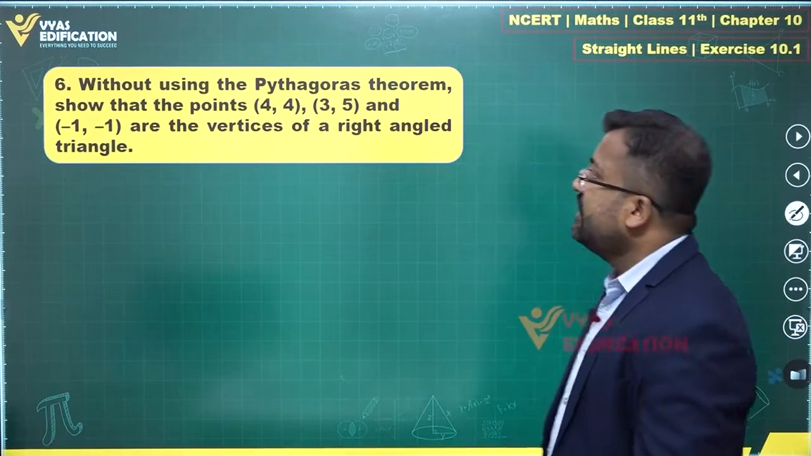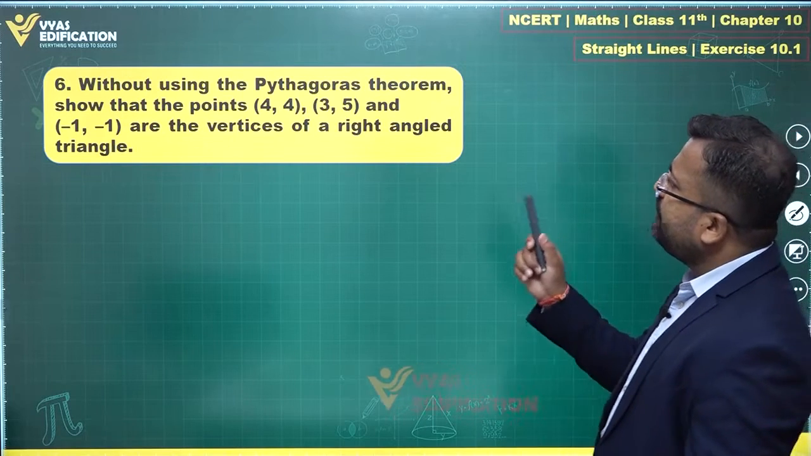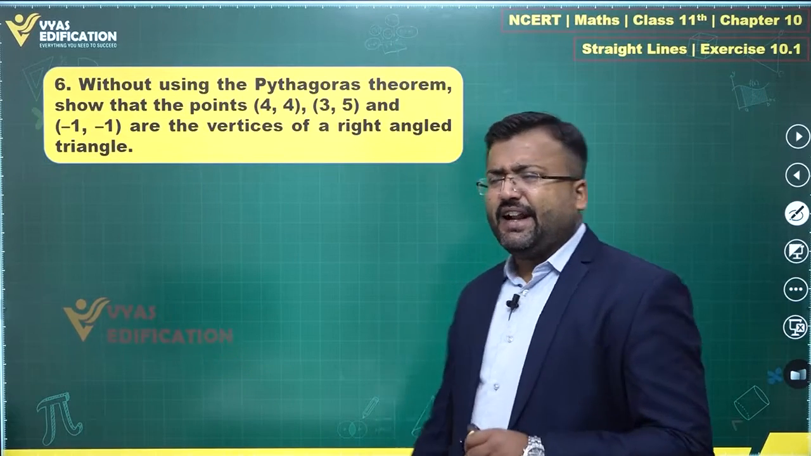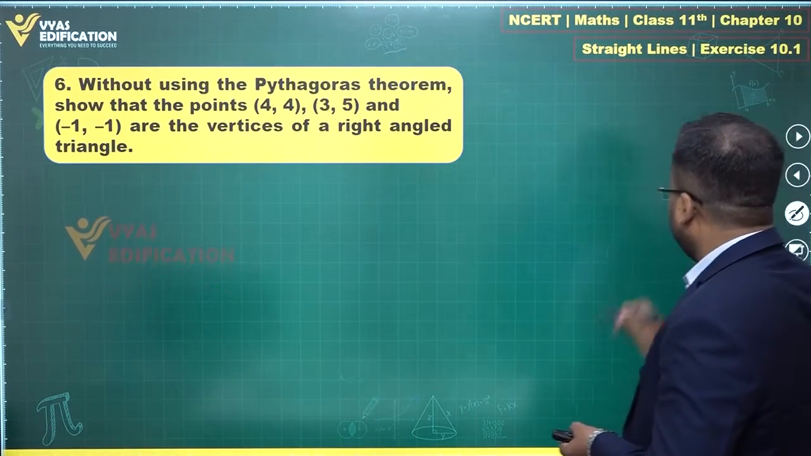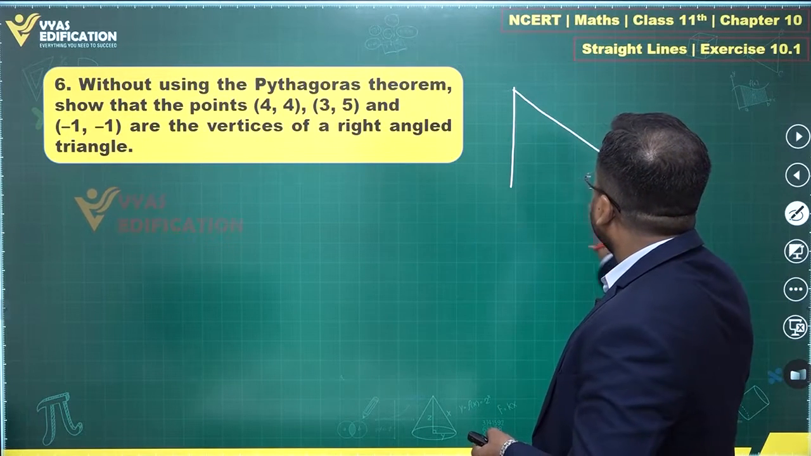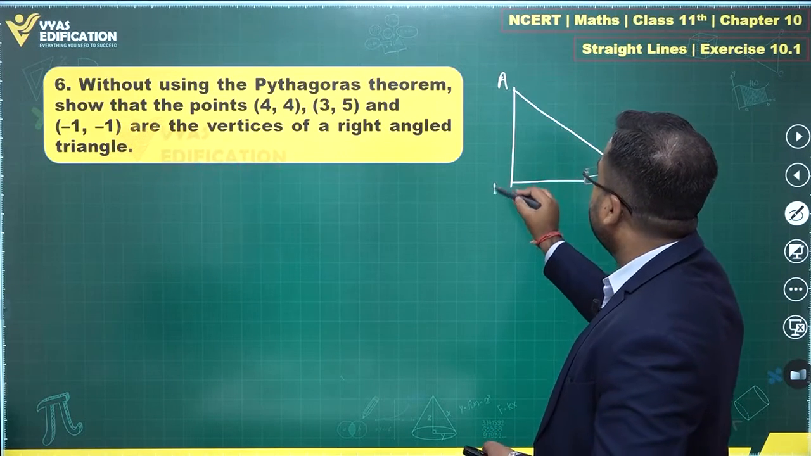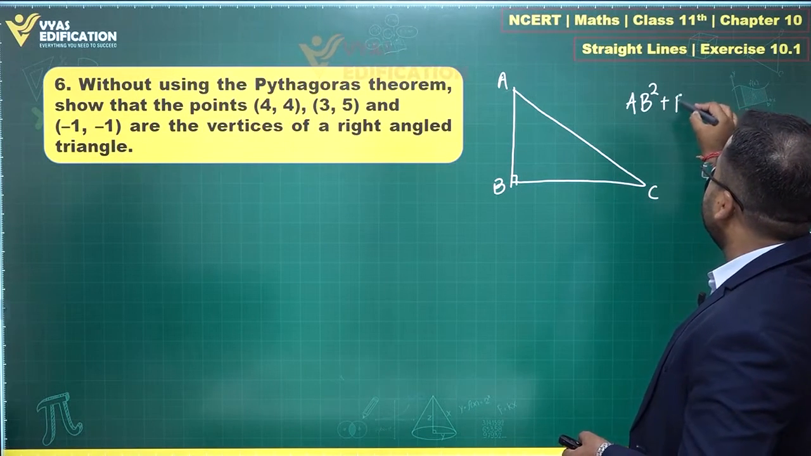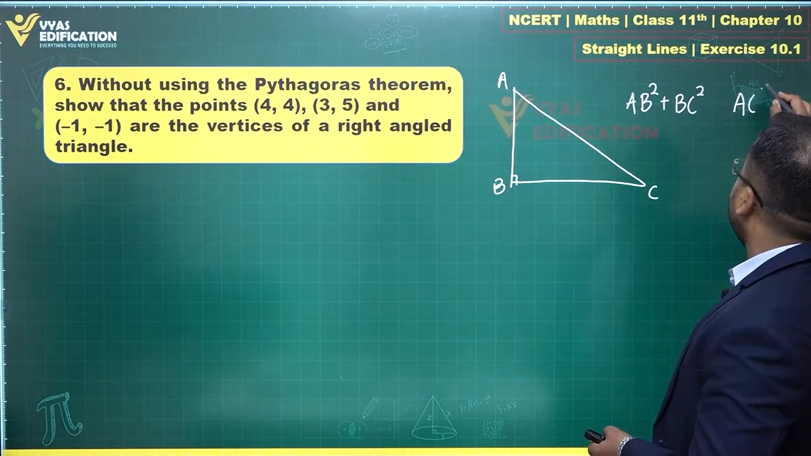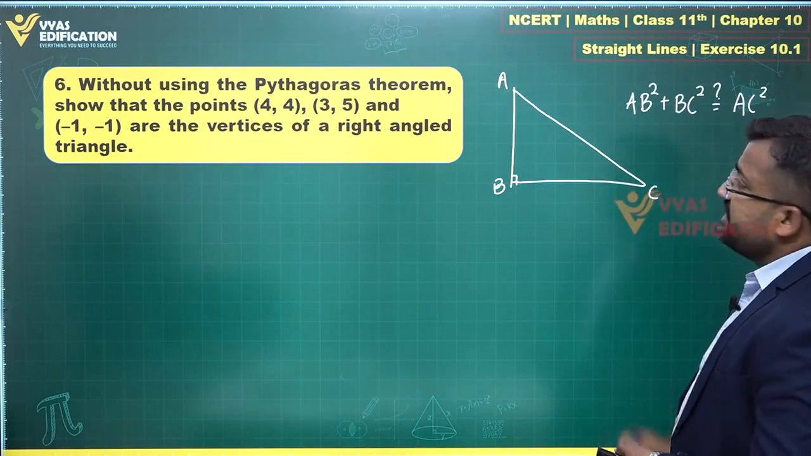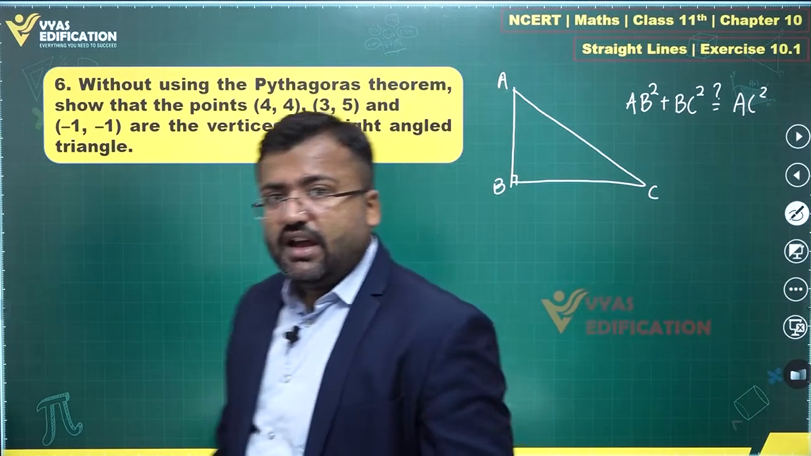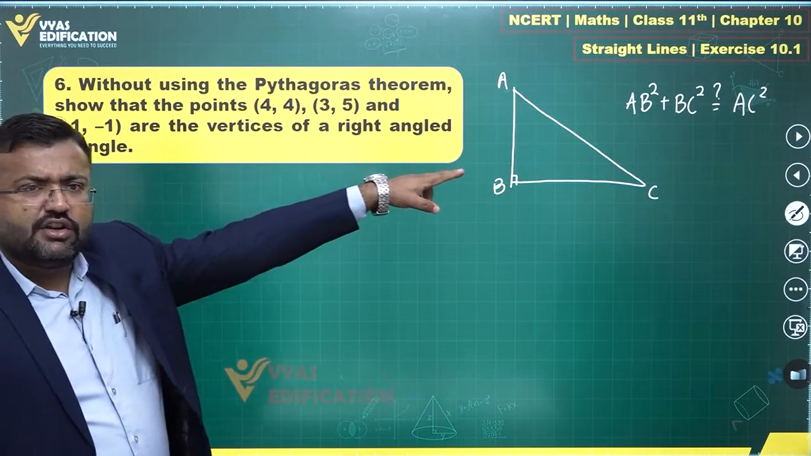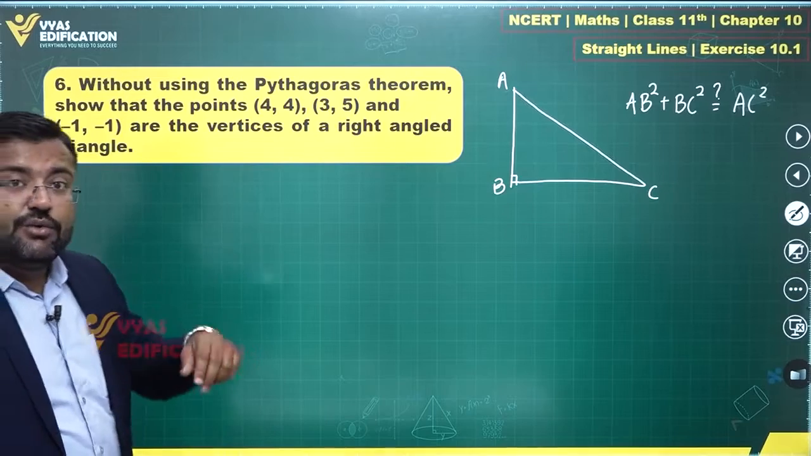The sixth question says that without using the Pythagoras theorem, show that the points this, this and this are the vertices of a right angle triangle. Now, for a right angle triangle, when you are given the vertices, the easiest approach is to find distances of sides and see that AB square plus BC square is equal to AC square, then the triangle will be right angled. But the question says do not use the Pythagoras theorem. So what else? Do we have any other idea?